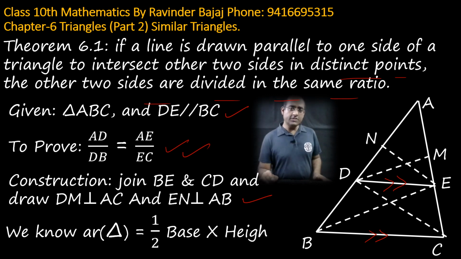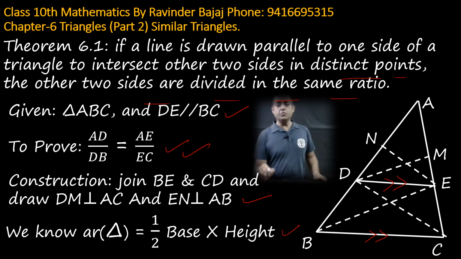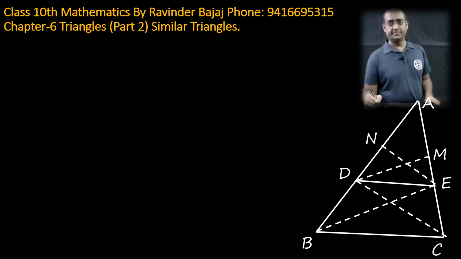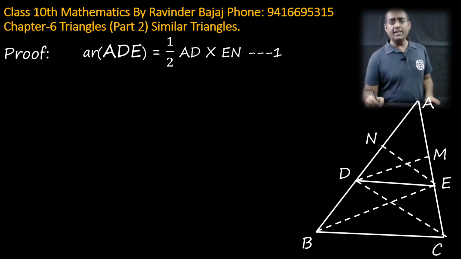On the basis of this construction, we will prove whatever we have to prove. Now, you know this formula, area of the triangle is equal to half into base into height. We will use this formula to prove it. Let's see the proof. Area of triangle ADE. See the triangle very carefully. Area of triangle ADE is equal to half into base into height. Base is AD, height is EN or NE. So half into base into height.